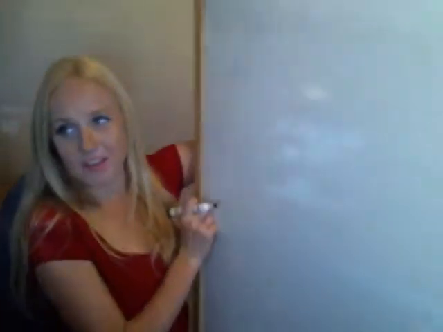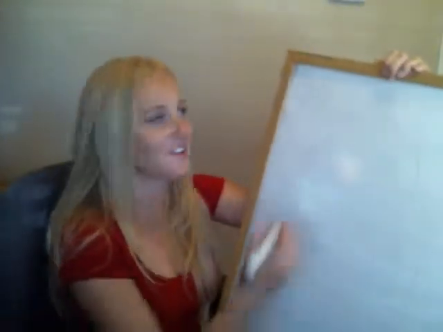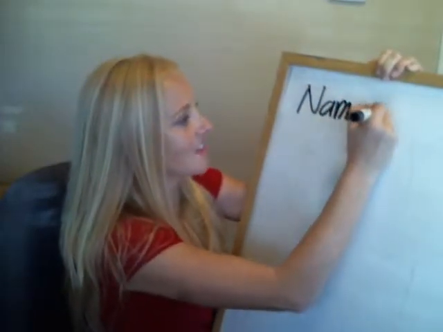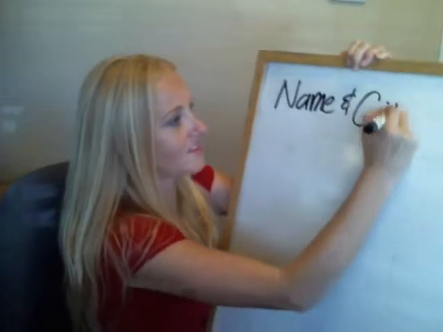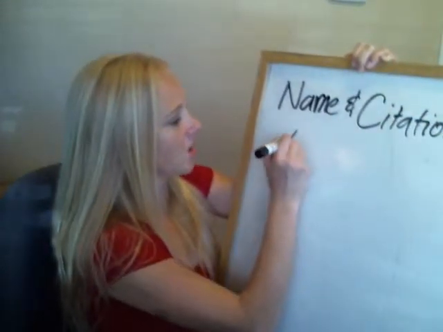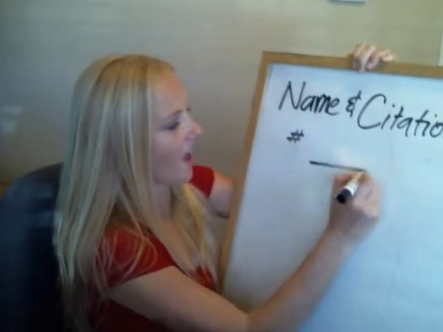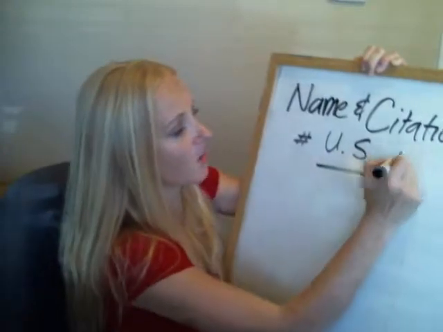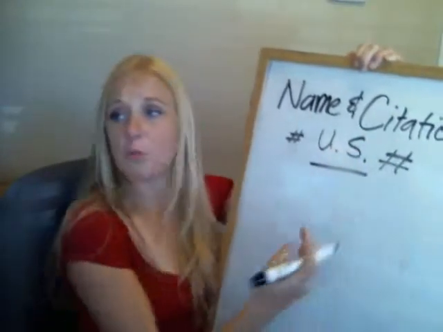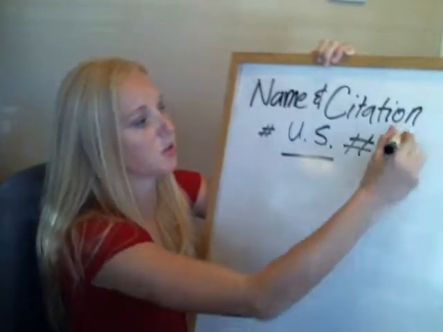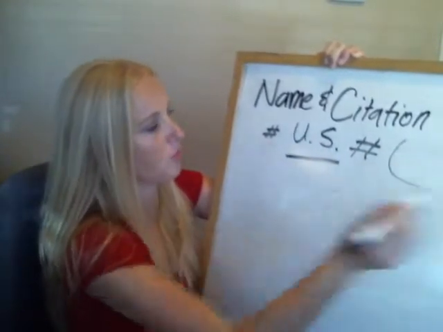So the first thing that you're going to do with the case brief is you are going to look at the very top and get the name of the case and the citation. The citation is going to be a number here, and then it's going to have some letters here like U.S., and then it'll have another number there. And there will possibly be several different versions of this where it'll repeat.